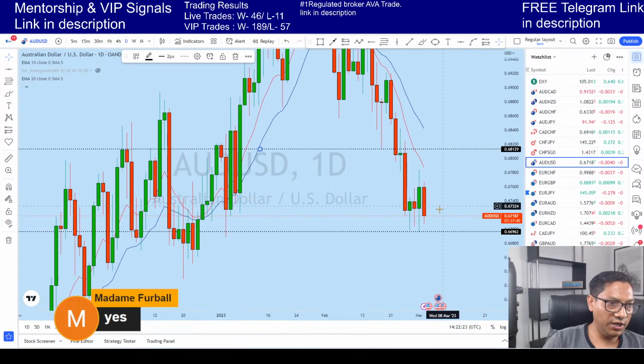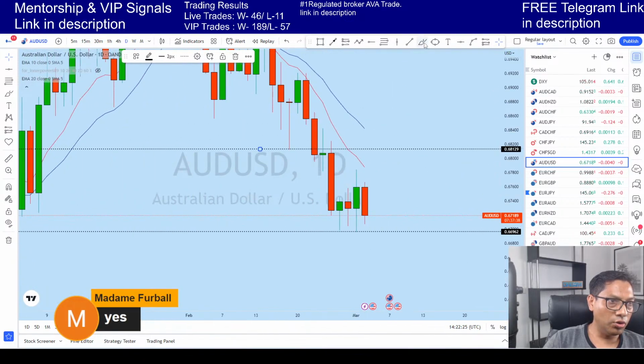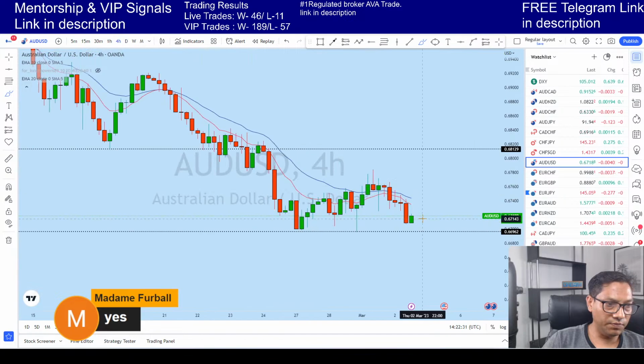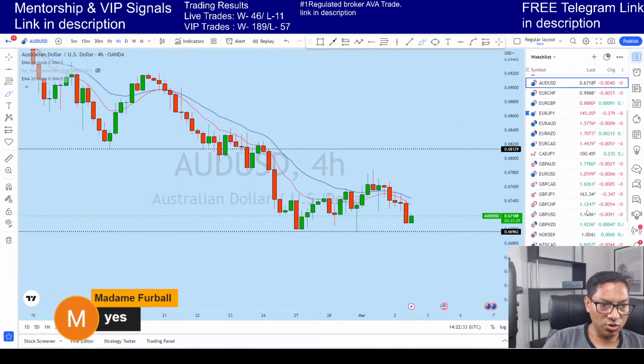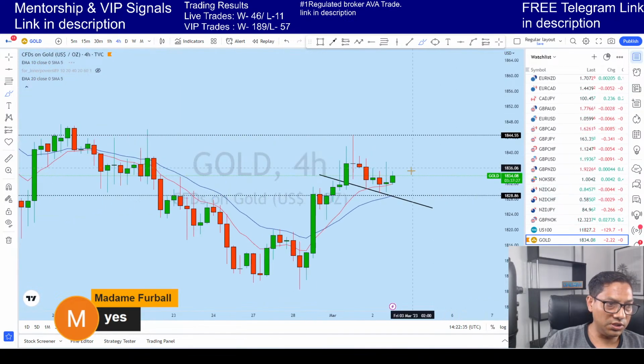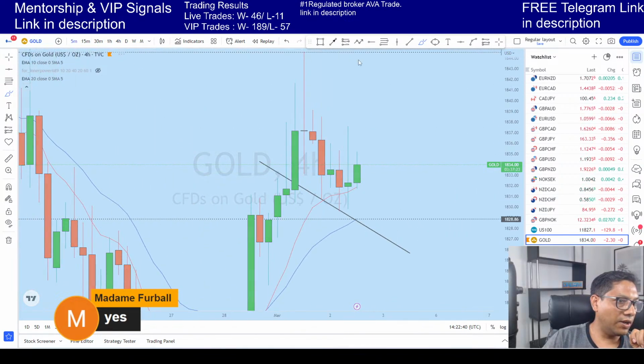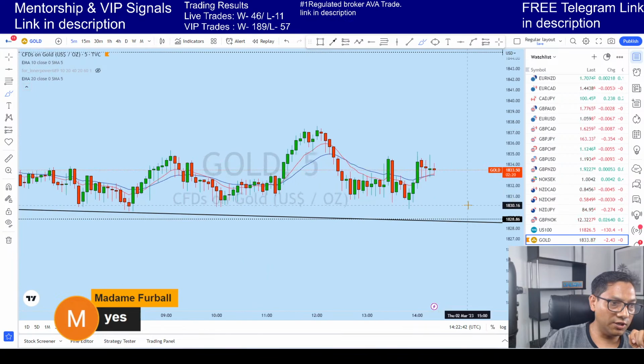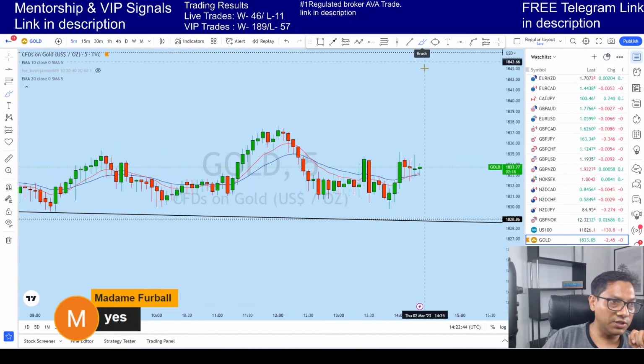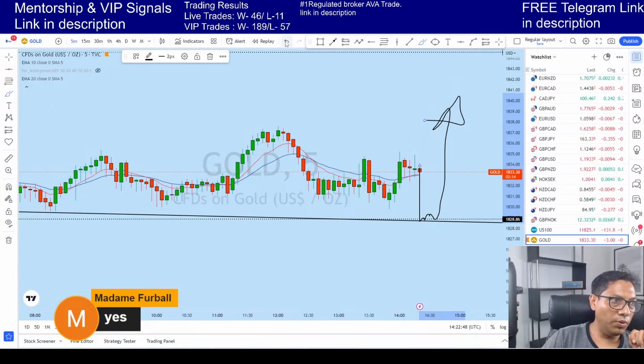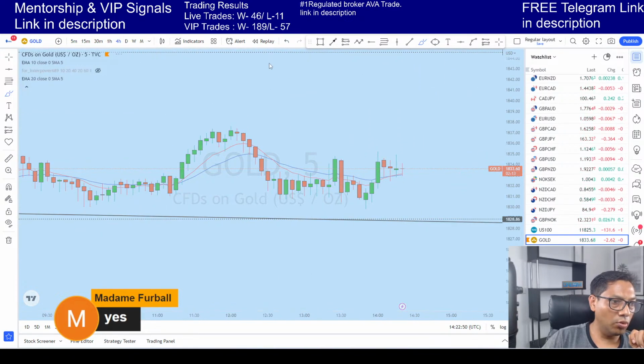Looking at the daily, there is a support here, so there is a probability now for AUD USD to have a bullish move. From the 4 hour we see a candle is being created. On gold, if on the lower time frame gold manages to break this level where there is a 20 EMA on the 4 hour, we will be going long on gold immediately.